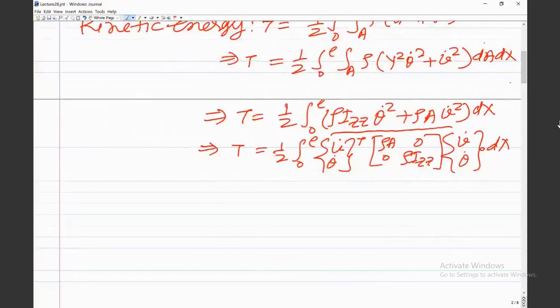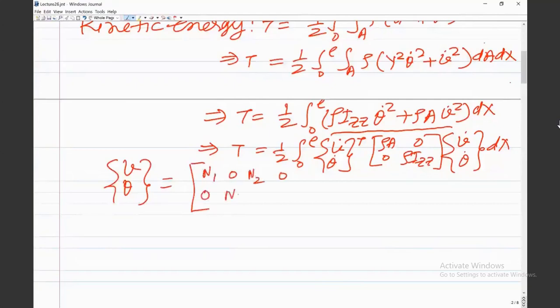Now for the two-noded Timoshenko beam element, v and theta are approximated using linear interpolation functions. So v will be N1 v1 plus N2 v2. So it would be N1, 0, N2, 0, and theta would be 0, N1, 0, N2, into the elemental degrees of freedom v1, theta 1, v2 and theta 2.